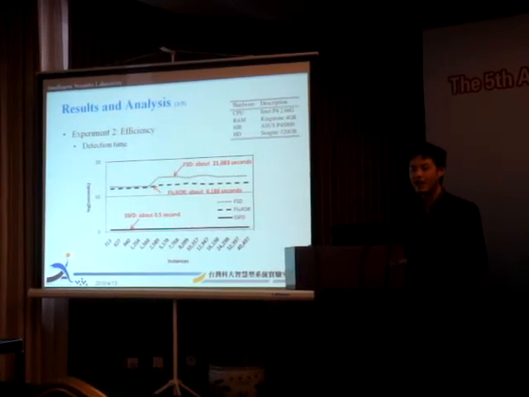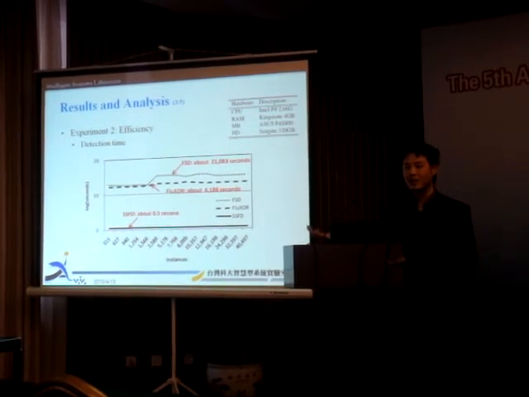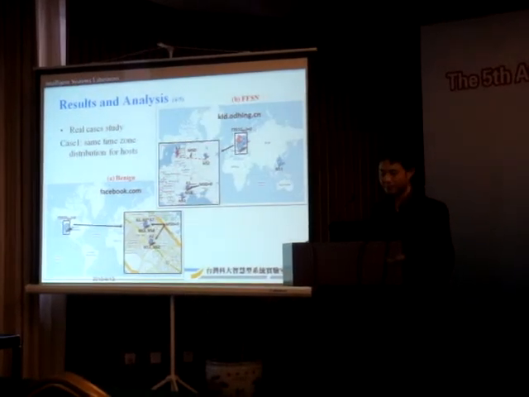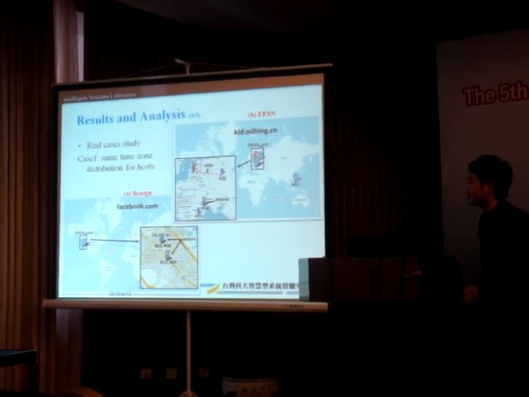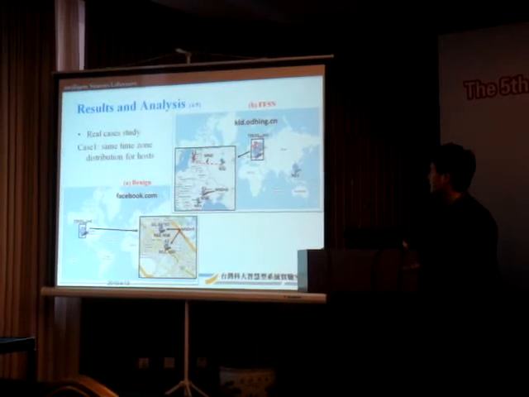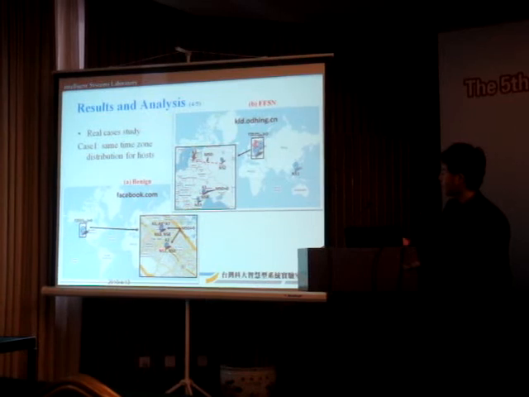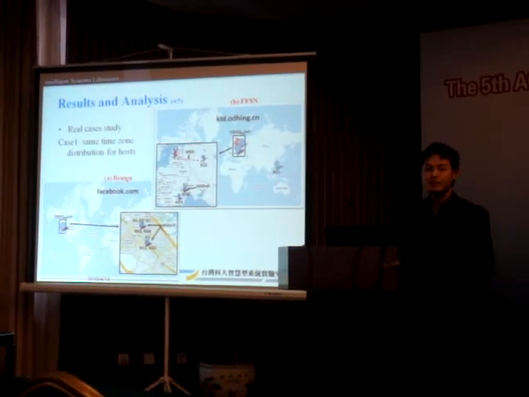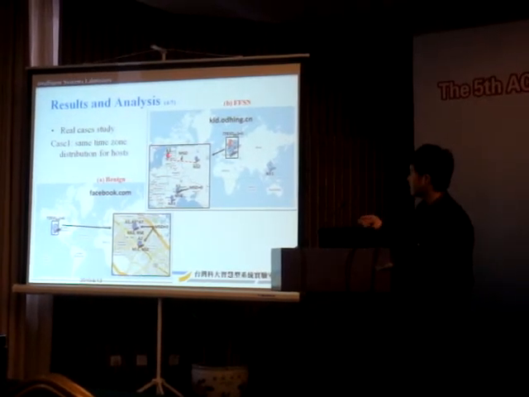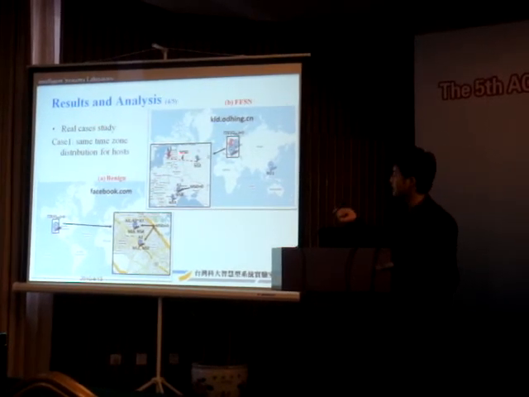And someone may have another question. How about the trade-off? Yes, we need to keep the coordinate information. We give some real examples. In the first real case study, case one is the same time zone distribution for hosts. You can see Facebook is located in the West US and is very close in its minimum service distance. And this is a fast-flux service, and it is distributed in different places, so its minimum service distance is quite large.